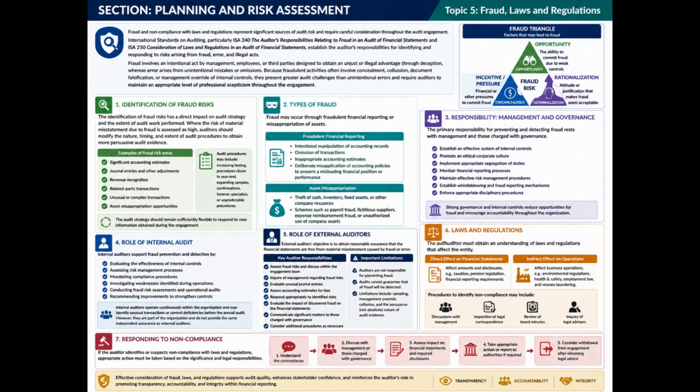Management should also establish whistleblowing arrangements, fraud reporting mechanisms, and appropriate disciplinary procedures to discourage unethical behavior and detect irregularities promptly. Internal auditors play an important role in supporting fraud prevention and detection by evaluating the effectiveness of internal controls, assessing risk management processes, monitoring compliance procedures, and investigating weaknesses identified during operational reviews.